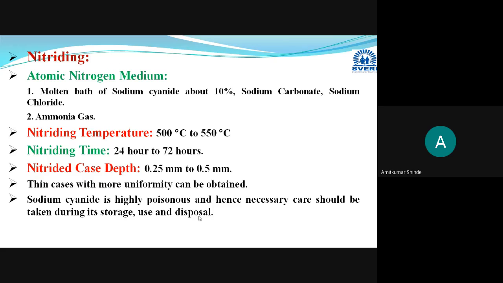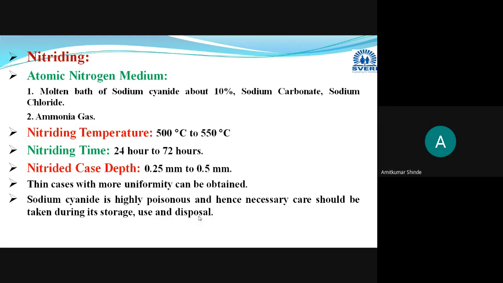Now I will repeat it. While performing the nitriding process, you take the steel component and heat it in a furnace with a source which will provide atomic nitrogen. The heating temperature range is about 500 to 550 degrees Celsius. At this temperature range you provide the heat, and in this temperature zone we keep the constant temperature for 24 to 72 hours.